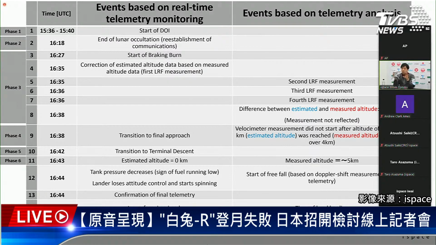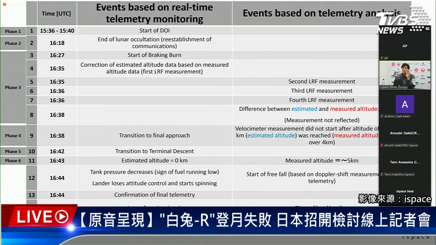Even in the post-flight analysis, we also confirmed multiple measurement updates, as you see in 5, 6, 7. However, in the post-flight analysis, we also realized there was a huge gap between the estimated and measured altitude. That gap was more than 3 kilometers in altitude. But in the real-time monitoring, we did not realize that.